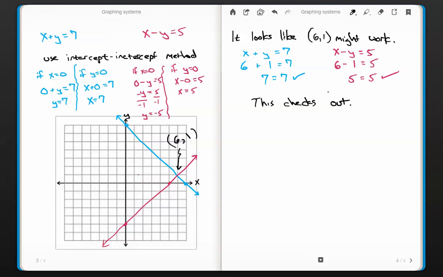Okay, so that works. Now I'm going to leave that as enough of an example, and we're going to try to solve the same system a different way. I'm going to say x plus y equals 7, x minus y equals 5. Let's see if I can remember that when I flip to the next page. X plus y is 7, x minus y is 5.